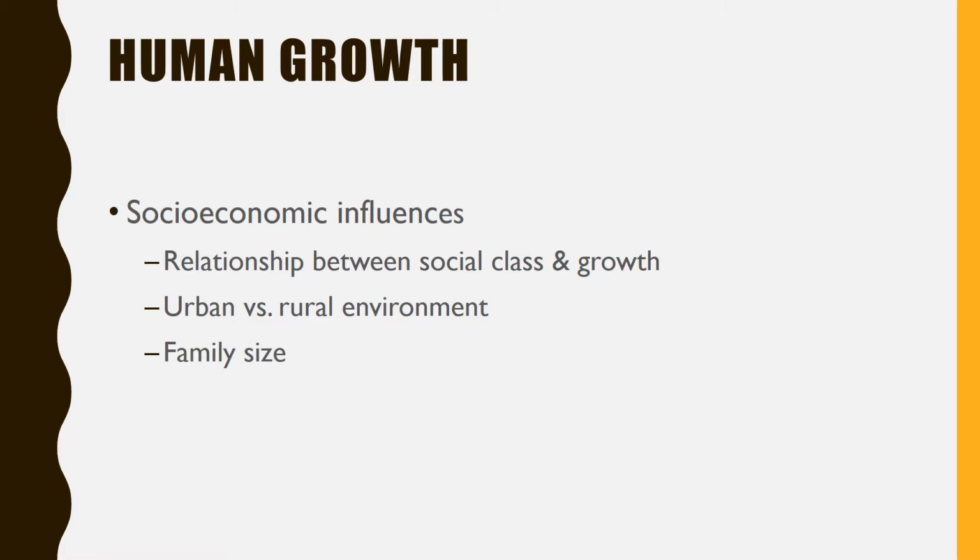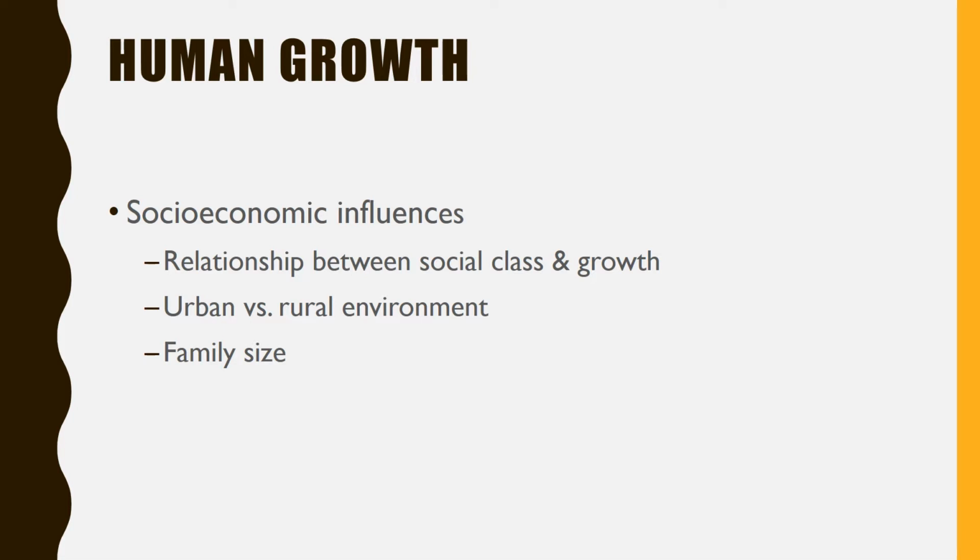Socioeconomic influences is another one of those factors that's related to others that we've discussed, since it often directly affects nutrition, the prevalence of disease, and access to health care. There's an interesting relationship between social class and growth. In many areas, upper class children on average tend to be larger and grow more quickly compared to children of lower class families. However, there's an exception to this in that lower class children have also been shown to have more prevalence of obesity.